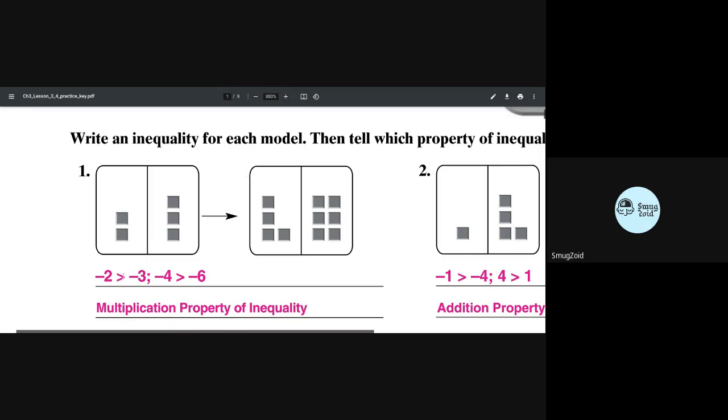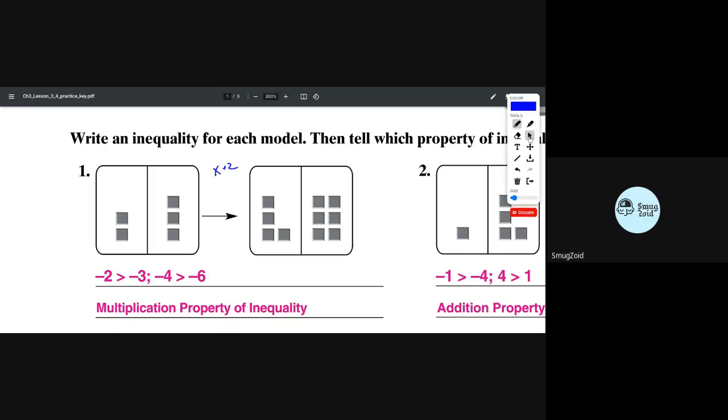So anyways, in the first example, I have a -2 and I have a -3, and we say -2 is greater than -3 because remember, it's negative numbers. The bigger you are, the smaller you are. So the question is, what happened going from this picture to this picture? I think we've already figured it out, probably in class, that it's been multiplied by +2, not -2. You can see the inequality holds up. It's still -4 is greater than -6. It's the multiplication property of inequality.